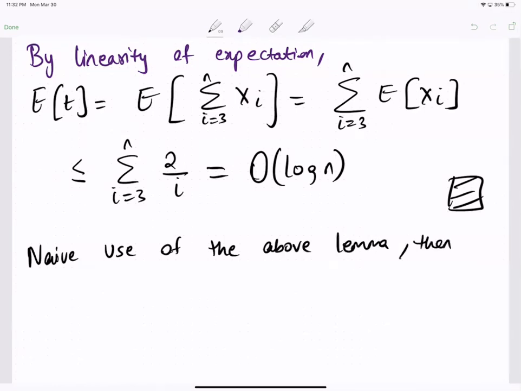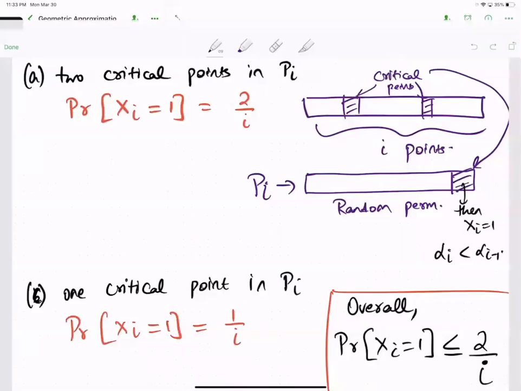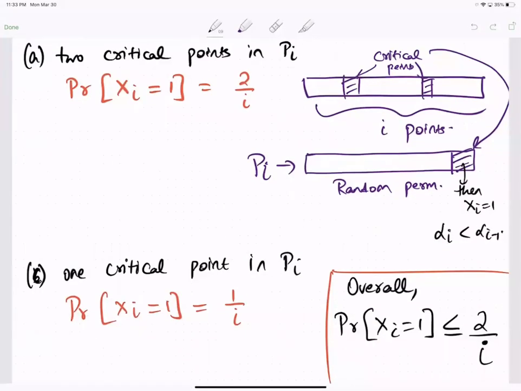Then the running time is order of n times order of log n, which is equal to n log n. But again, that's not useful because we already have an n log n time algorithm. But as I pointed out, let me go back there. So look at this equation at the bottom, right?